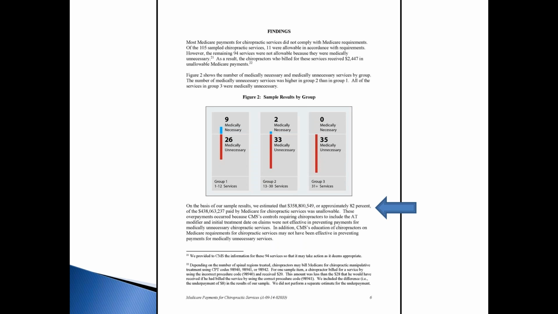82% error rate, which I just don't get. I've been traveling across the country for the last 10 years, educating chiropractors on proper Medicare documentation. Just about every state association puts on seminars. The ACA, the ICA does seminars and webinars. I find it hard to believe after 10 years we still have an 82% error rate. I just don't get it.